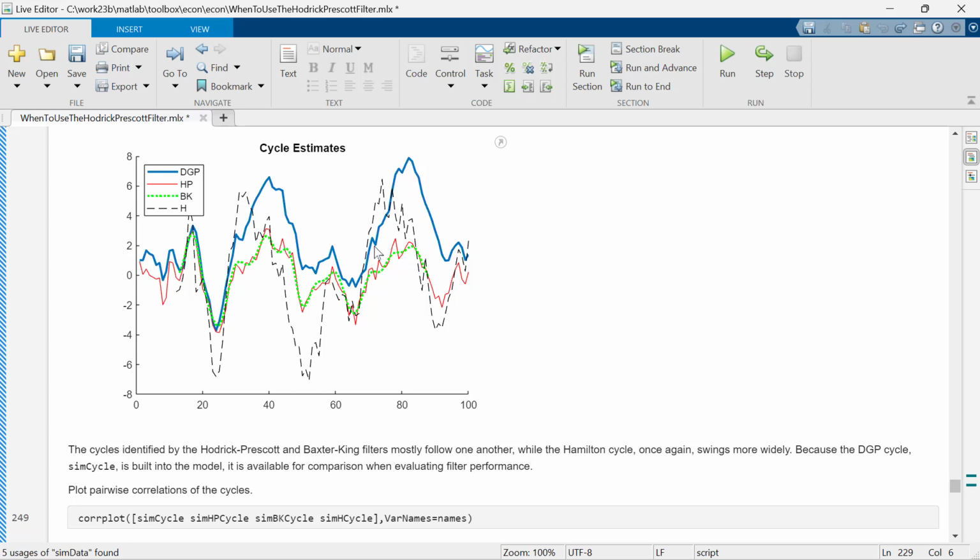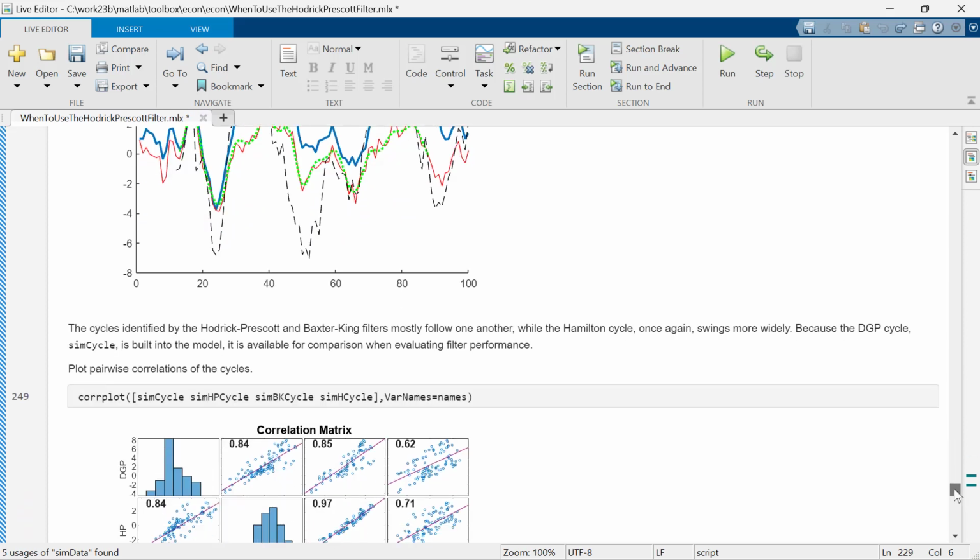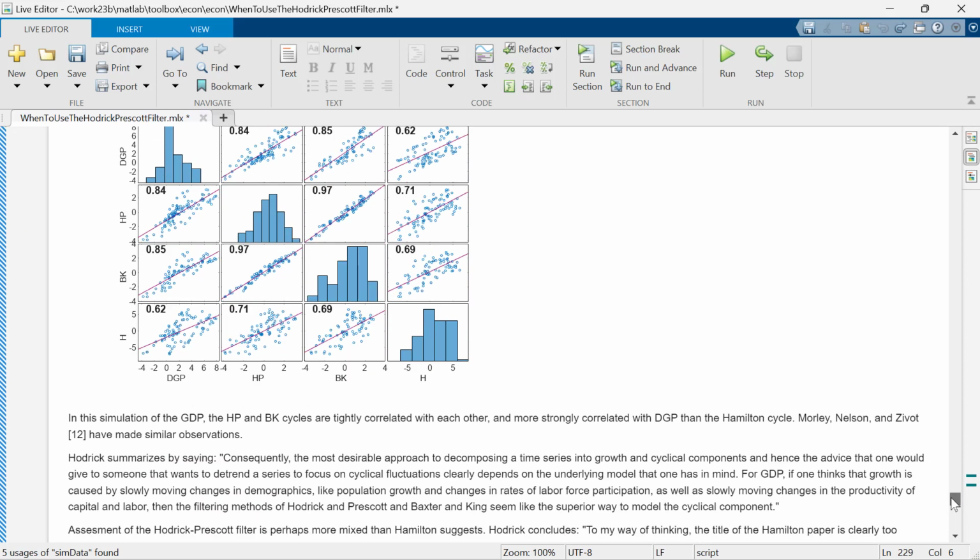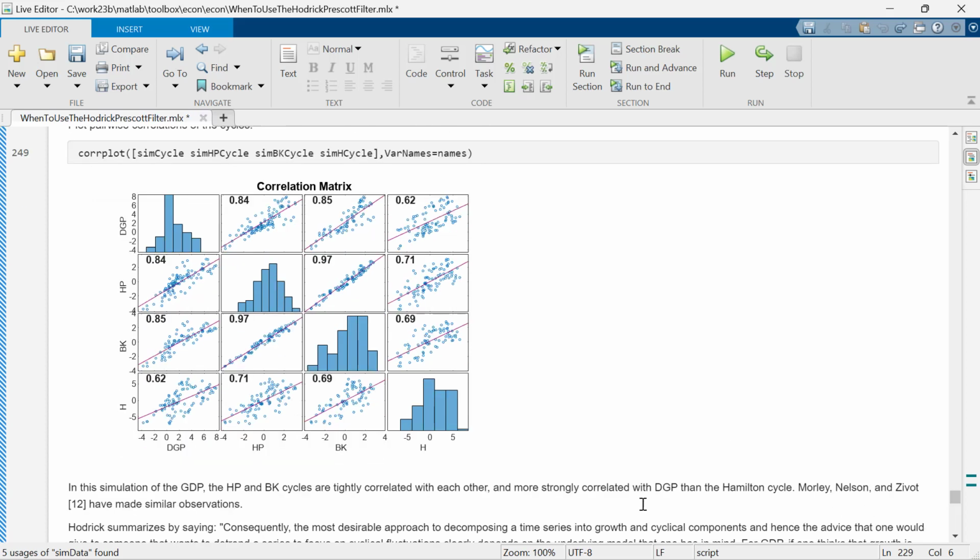the business cycle. Another way to compare these is just to look at the pairwise correlations of these different cycles, which we do here using the corrplot command in Econometrics Toolbox. And you can see here with the corrplot, we've got the different series, or rather the different filters, labeled on the axes. If we look at, say, the correlation between the Baxter-King and Hodrick-Prescott cycles, we have a very high correlation, 0.97.